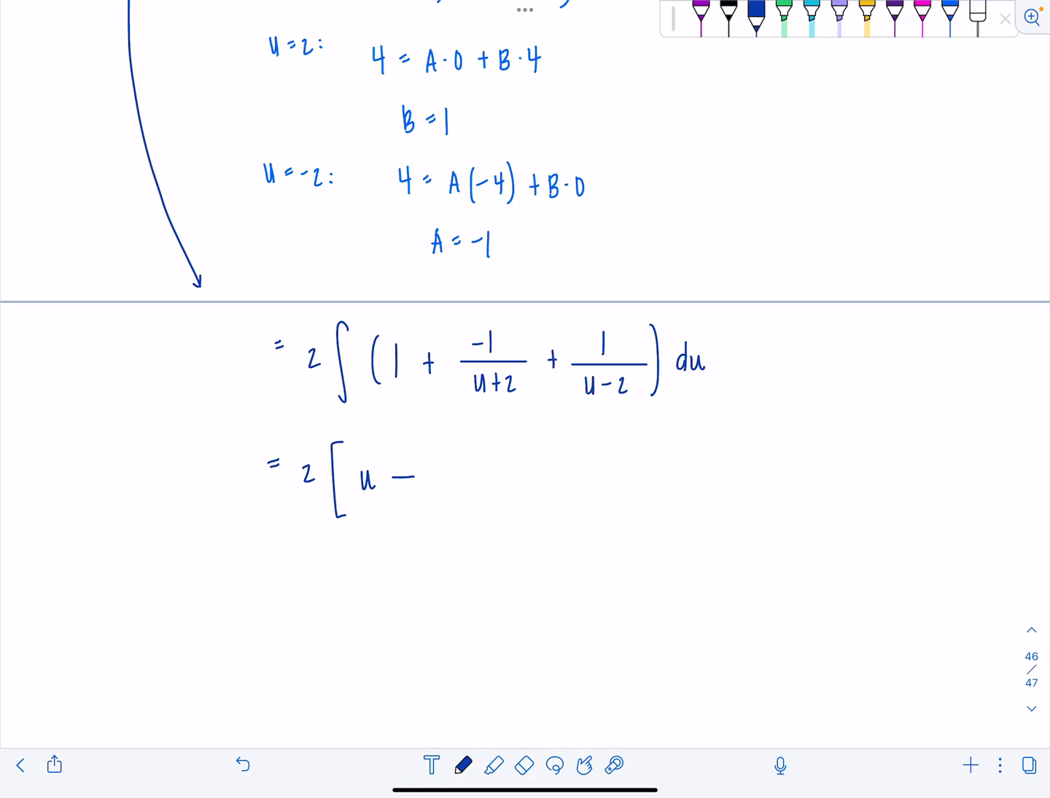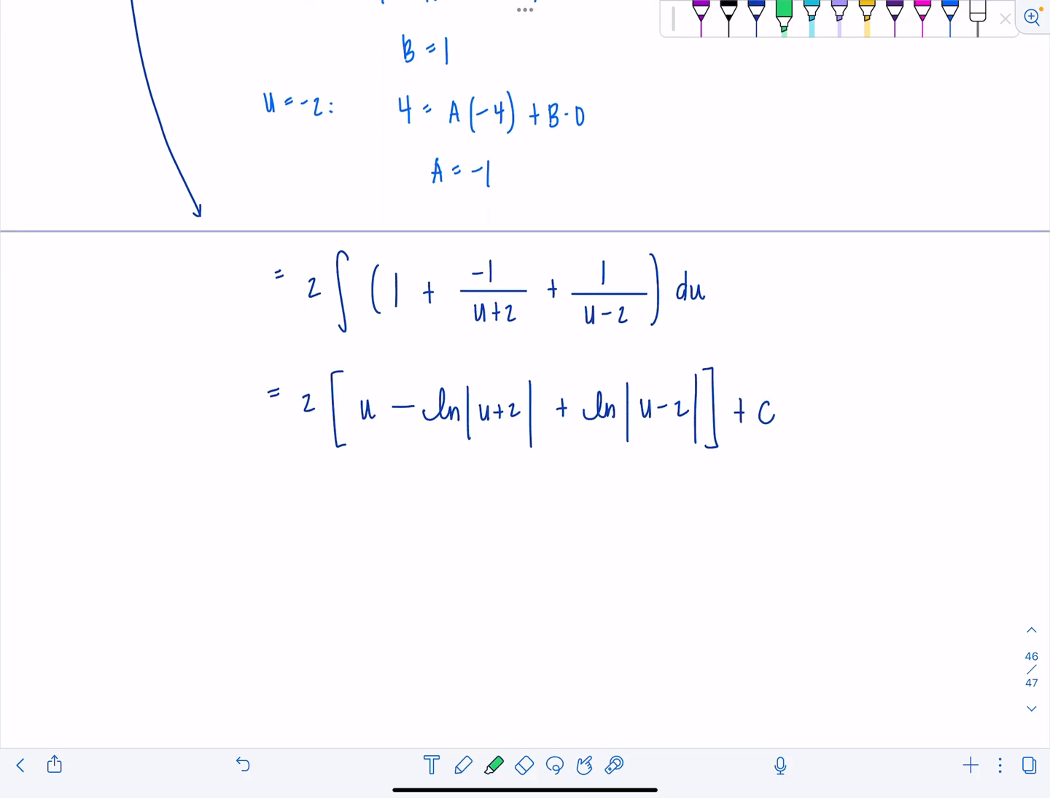Minus antiderivative, I put minus already because that's minus 1, 1 over u plus 2, that's just going to be natural log absolute value u plus 2, plus antiderivative of 1 over u minus 2, again, natural log absolute value u minus 2, plus c. And then we definitely want to combine these natural logs. Since this one's positive and this one's negative, we can use our log properties and rewrite it as u plus ln of absolute value u minus 2 over u plus 2. The negative logarithms, those arguments go in the denominator, plus c.